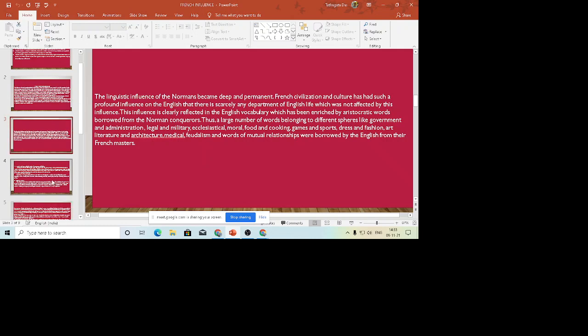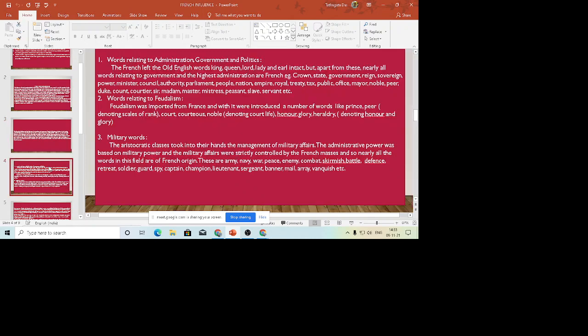Now we will move on to the next slide and see. We'll study the categories one by one. So number one is the words relating to administration, government and politics.